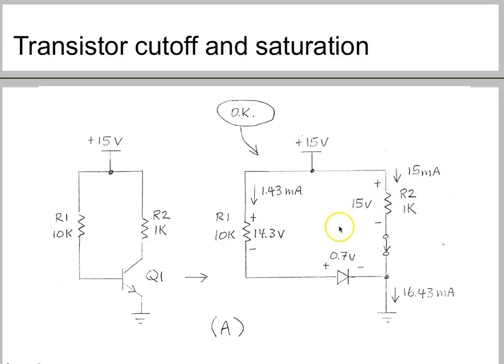Now let's check to see if our transistor is indeed saturated. We're going to multiply 20, which is the gain, your beta, to this base current. If you multiply 20 by 1.43 milliamps, you are going to get 28.6 milliamps. And that 28.6 milliamps is larger than your 15 milliamps. Let me write it down here.